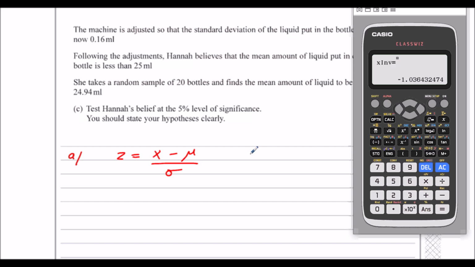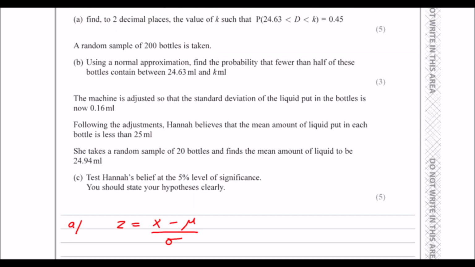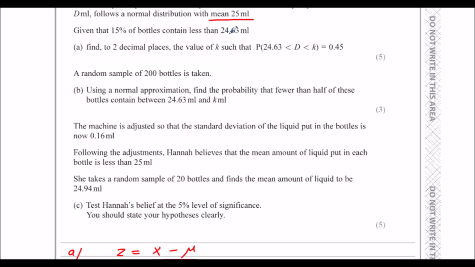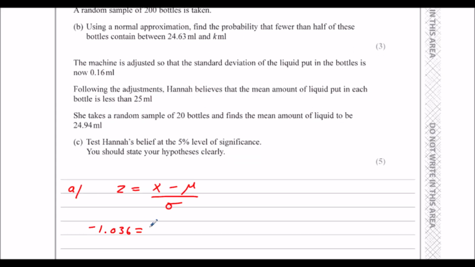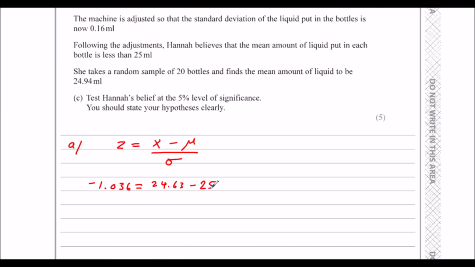So negative 1.036 equals our value that we're using, 24.63, minus the mean, 25, divided by the standard deviation. So we can work out the standard deviation, multiply both sides by the standard deviation, and divide both sides by negative 1.036.